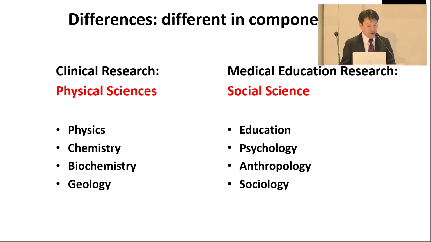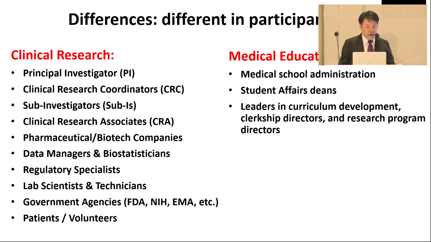In clinical research, as I mentioned before, it's more like a physical science. So it contains physics, chemistry, biochemistry, and even geology. But regarding medical education research, because it's more like a social science, it's not just about education. Sometimes it contains a little bit of psychology, anthropology, and also sociology. So that's why the components are very different. And the participants in these two studies are also different.